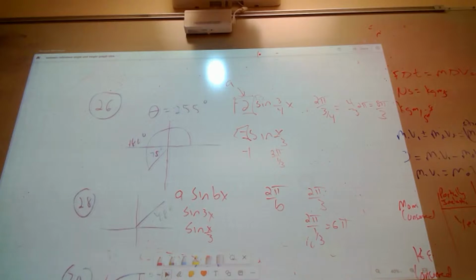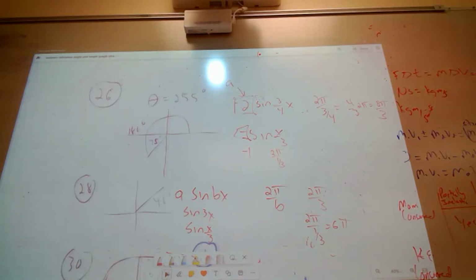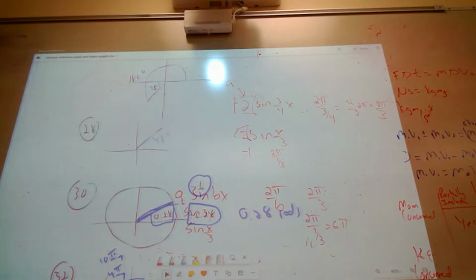30, Abigail, what'd you get for 30? 30 was a hard one. They gave us negative 6, okay? So negative 6.28, 3.14 is pi, right? And then negative 6.28 is 2 pi. So negative 6.28 is all the way around the circle. So the difference between negative 6 and negative 6.28 is 0.28 radians. So that was a harder one.